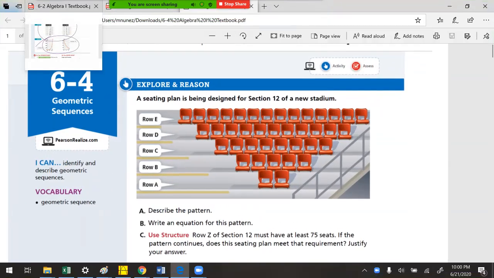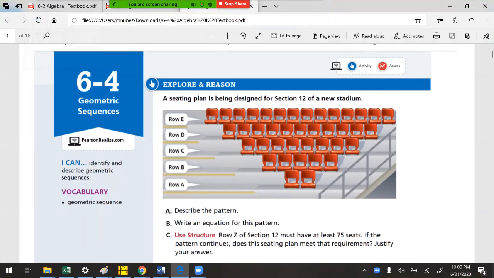Okay, last lesson for today, 6-4, geometric sequences. If you look at this example here, a seating plan is designed for section 12 of a new stadium. Notice how row A has fewer seats compared to row E. Let's count the number of seats in each row.